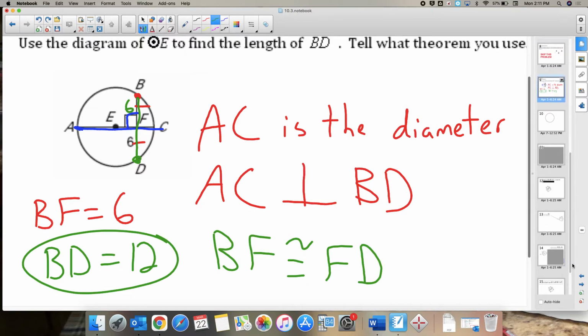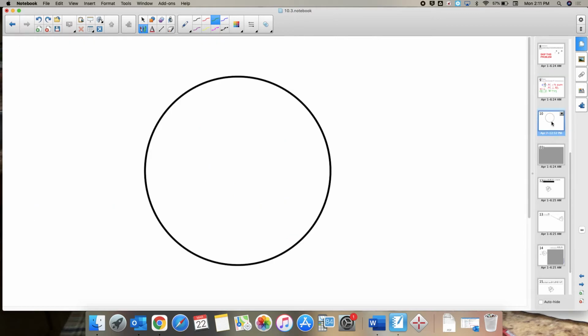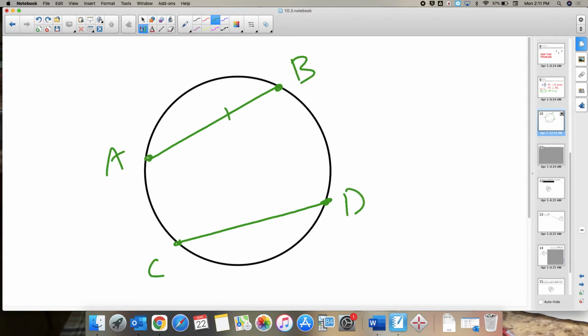Bring us to our last theorem today. It goes back, and once again it talks about two chords being congruent here. If my two chords, AB and CD, are equal in length, the other thing that has to be true about them is they must be the same distance away from the center of your circle.